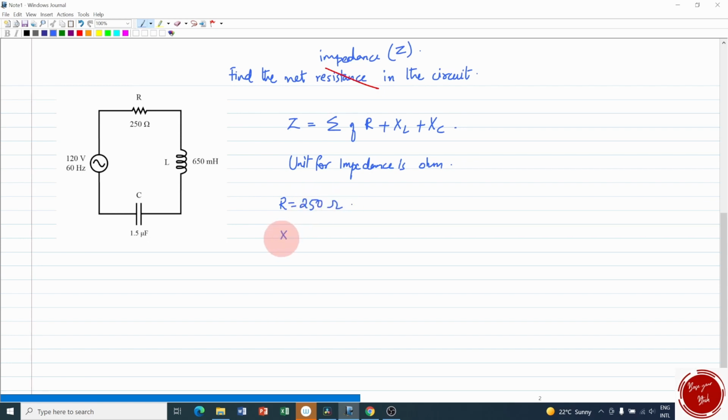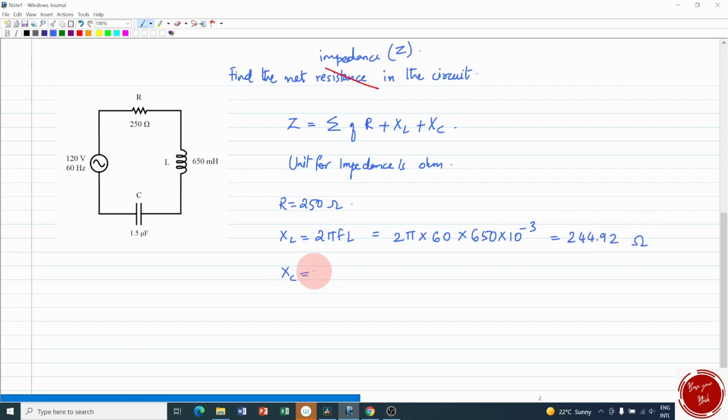Now, what is XL? The formula for XL is 2 pi FL. So, 2 pi, and the frequency of the AC supply is 60 Hz, into L. Inductance value is 650 millihenry. Milli is given as 10 raised to negative 3. And the value comes about 244.92. Unit for XL is ohm.